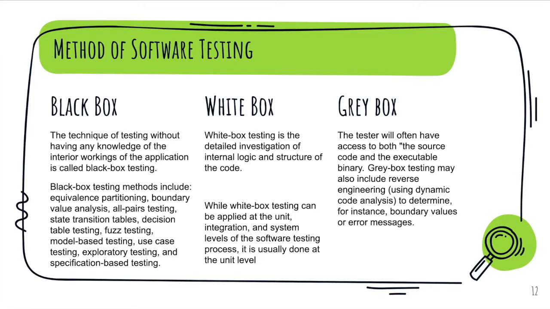And then there is one last type of testing method, gray box. So the tester will often have access to both source code and executable binary. Gray box testing may also include reverse engineering using dynamic code analysis to determine, for instance, boundary values or error messages.